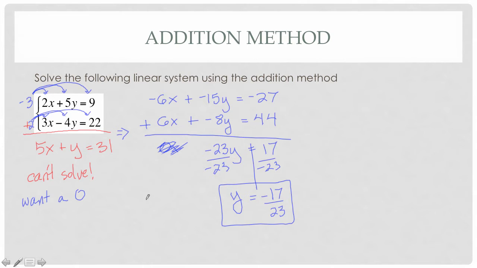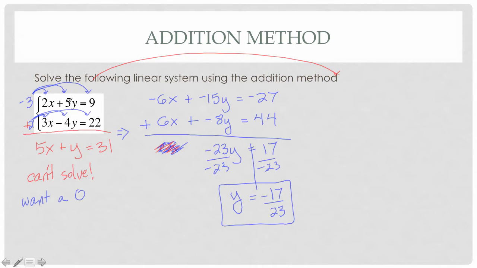So now we know that these two lines are going to intersect at a y value of negative 17/23, and that's exact. But what if I want to find now the x value? I could substitute negative 17/23 in for y and start doing some stuff, but that's not fun. I don't want to do fractions. So let's do another addition method, but this time, instead of getting the x's to turn to 0, let's get the y's to turn to 0.